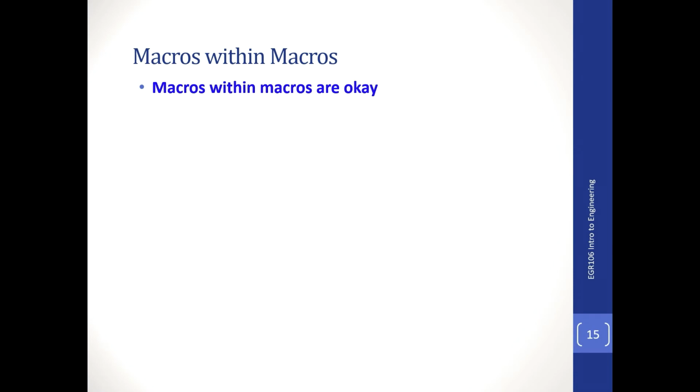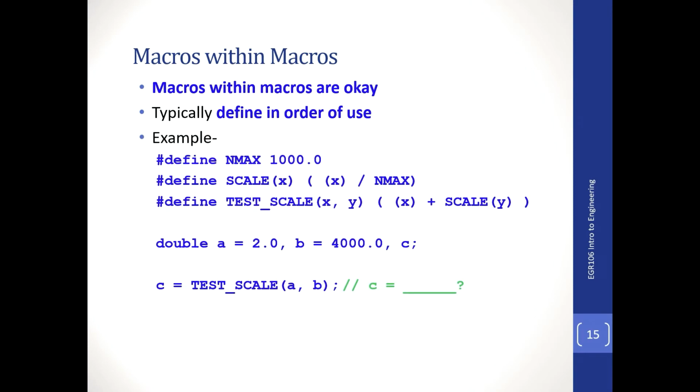Macros within macros. This is actually more common than you might think, because you can use object-like macros inside of your function-like macros, as well as other places in your code. Typically, when you define these different types of macros, they're going to be defined in the order that they're used. So let's look at an example. I have a really simple object-like macro. I've just defined nmax as 1,000. You'll see this, and you probably have seen it in some of the PowerPoints on arrays. We always defined a maximum value that was really big.